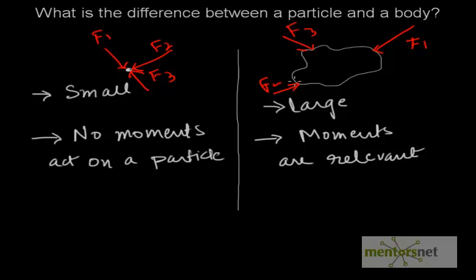So just look out for that and you'll understand in which conditions we can apply a particle, in which conditions you can apply a body. Basically, whenever you have moments, you have toppling, you have rotation, you have to think of the object in terms of a body. Wherever these things are missing, you can think of it in terms of a particle.